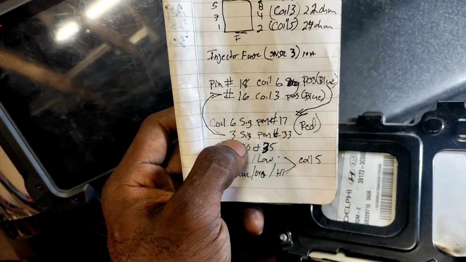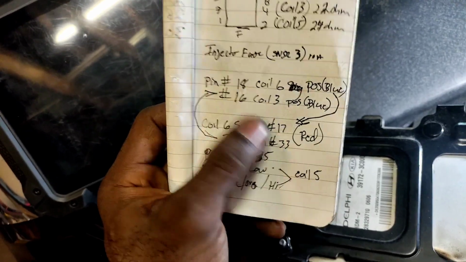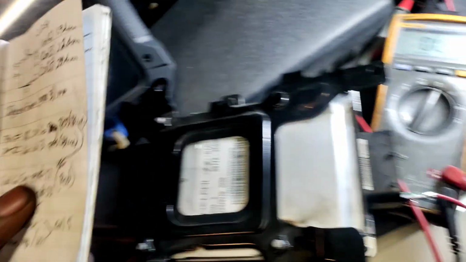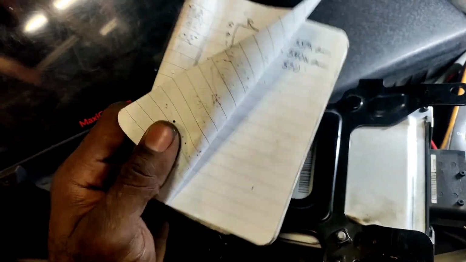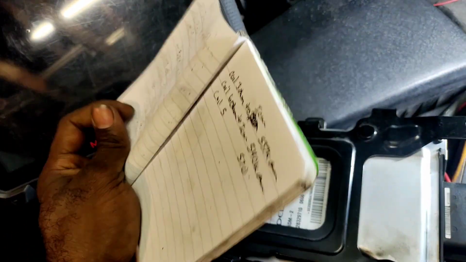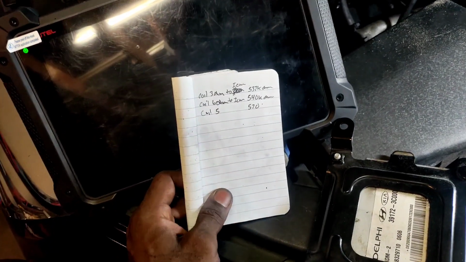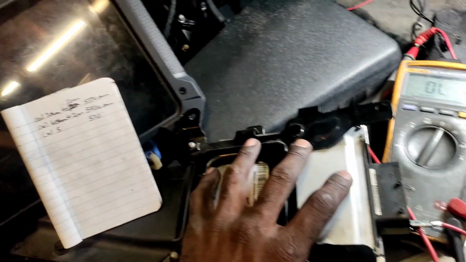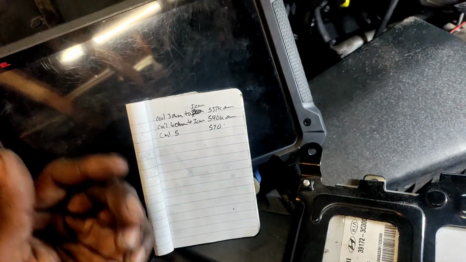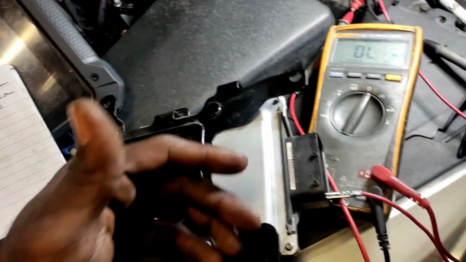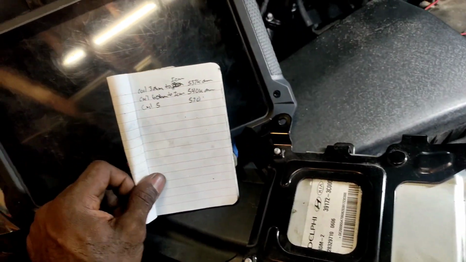So coil 3, injector 3, I had wound up hooking up on pin 16 and 33, and that's where I'm hooked up now. I just want to show you what I wound up finding out. These are the values that I got with the injector corresponding pin at the PCM. They were all around 570 kilo ohms. So if you hook your ohm meter up to it and check the pins, that's the value you'll get.